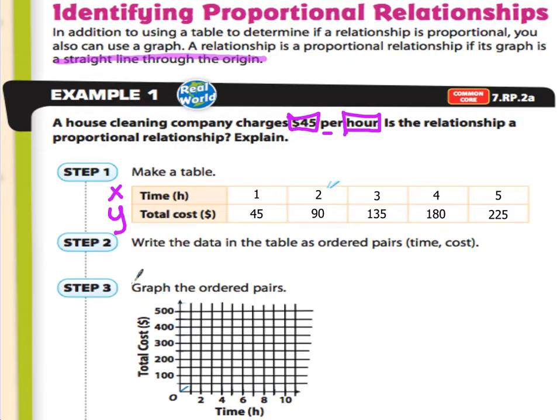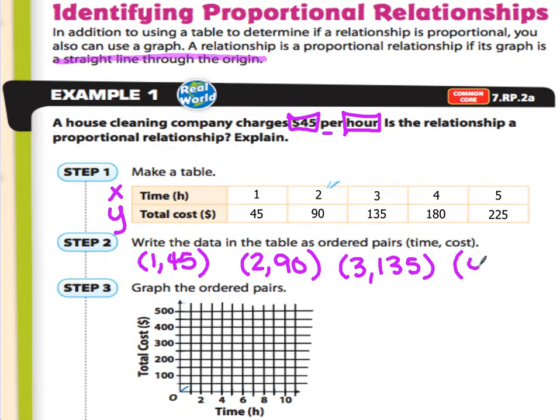All right, so here we go. My first ordered pair would be 1, 45. My second ordered pair would be 2 and 90. My third ordered pair would be 3 and 135. My fourth would be 4 and 180. And my fifth ordered pair would be 5 and 225.